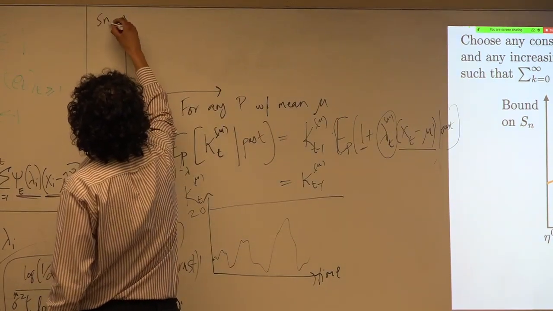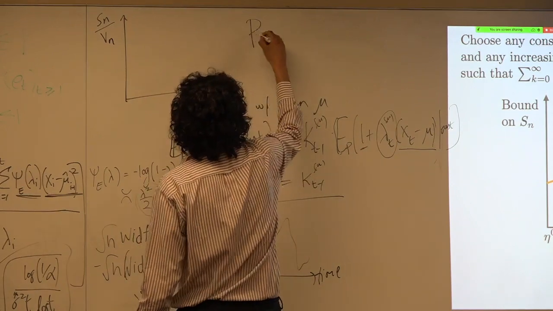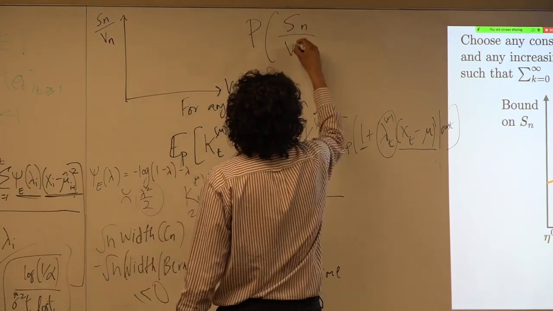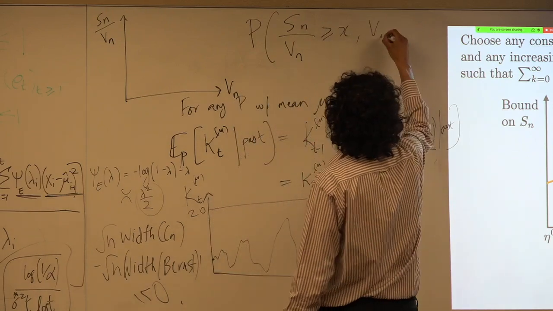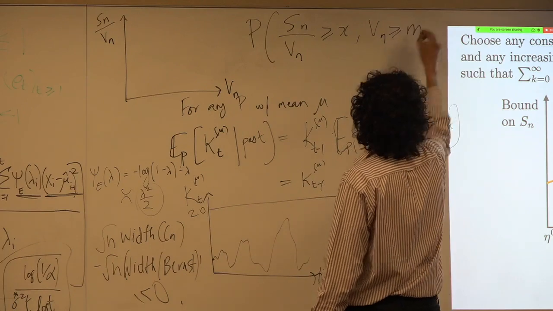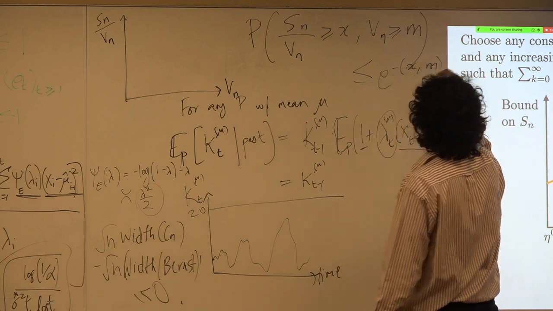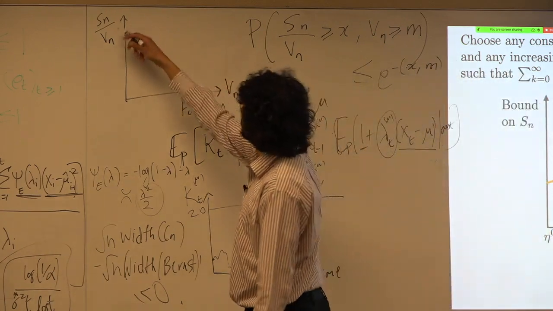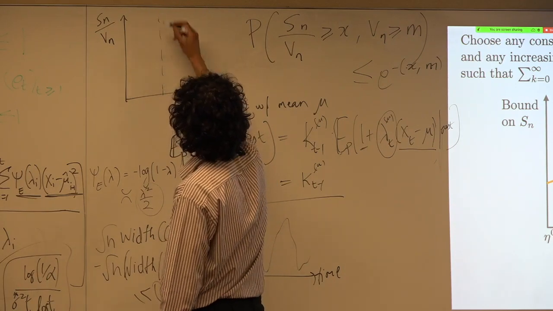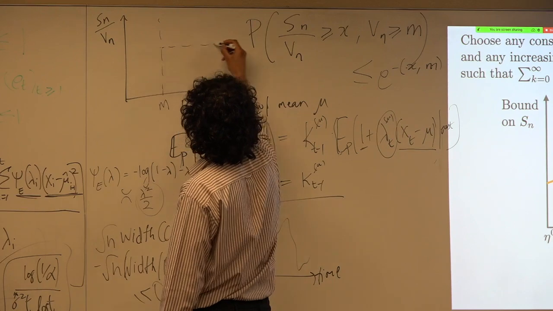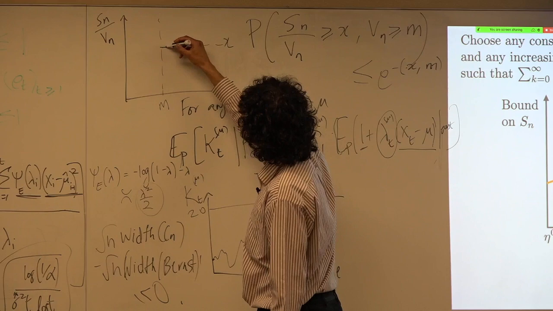It works differently, but it looks like Sn by Vn, and De La Peña proved a lot of inequalities of the type that the probability that Sn by Vn ever exceeds x and Vn ever exceeds m is exponentially small in some function of x comma m. What this corresponds to in a plot of this kind is that he's basically saying that after time m, the probability that it ever crosses level x is small. So his line looks like this.